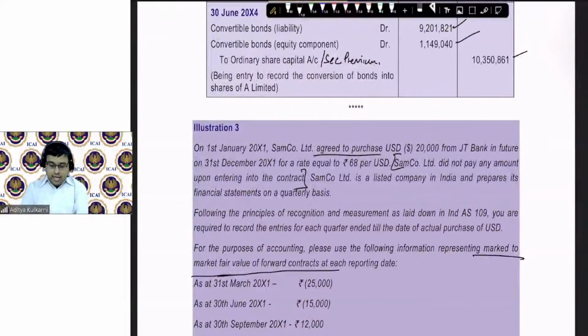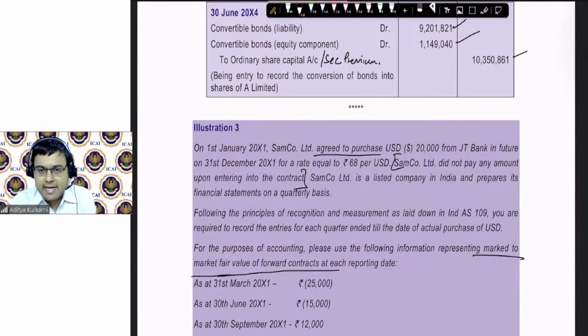Okay, so now you tell me, is it meeting the definition of a derivative? Yes, it is. Okay, why? First one, is it dependent on an underlying? Answer is yes, it's dependent upon dollars. Dollars is a foreign currency, which is a financial asset. So it is dependent on the dollar fluctuation. So there is an underlying.